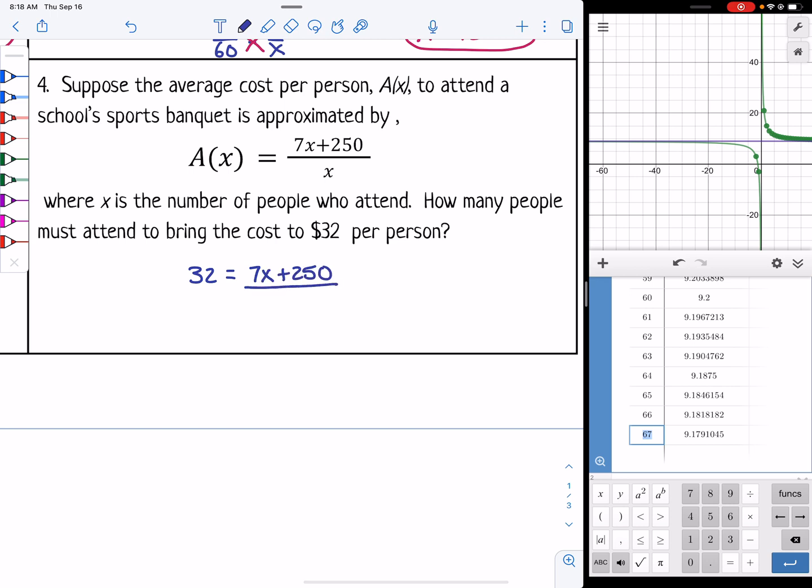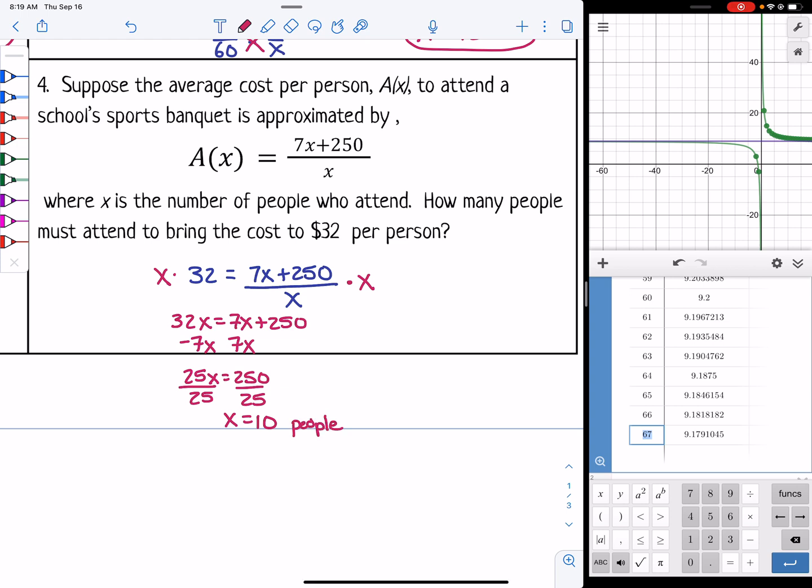And then say 7x plus 250 divided by x equals 32. And then we can solve it. So in order to solve this equation, we want to get x out of the denominator. So let's multiply both sides by x. And then we get 32x equals 7x plus 250. Let's subtract 7x. So we get 25x equals 250. And then we just need to divide both sides by 25 to finish solving for x. So we get x equals 10. So we would have to invite at least 10 people to help bring the cost down to $32 per person.